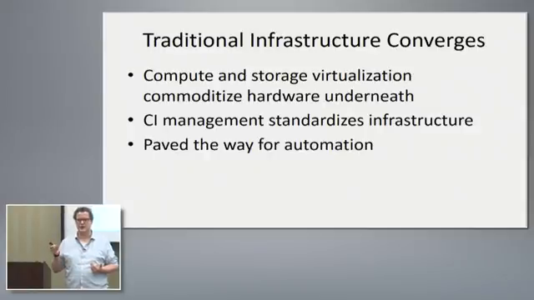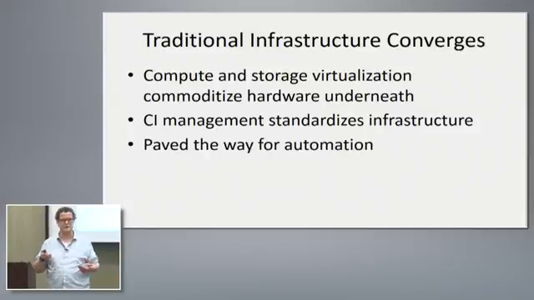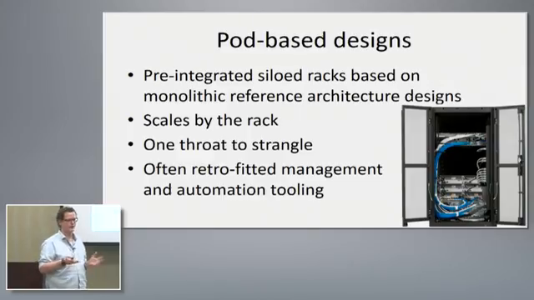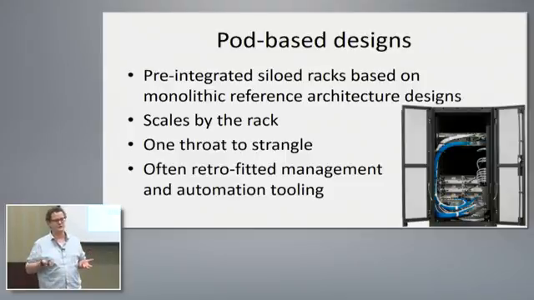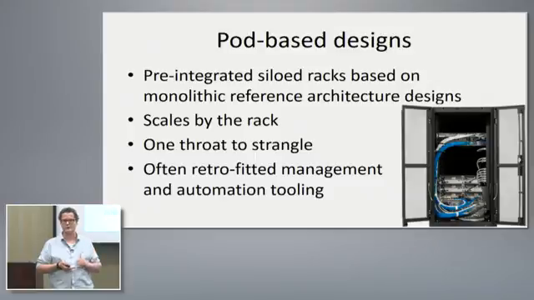So vendors actually converged all these components, combining storage, compute, and networking inside of these big pod-based designs, the old converged infrastructure. Those are pre-integrated siloed racks based on the old stuff, the old SANs, the old networking stacks. They scale by the rack, so if you have a resourcing problem, you just buy another rack, which again contained everything inside of that rack. So more compute, more storage, more networking, etc.